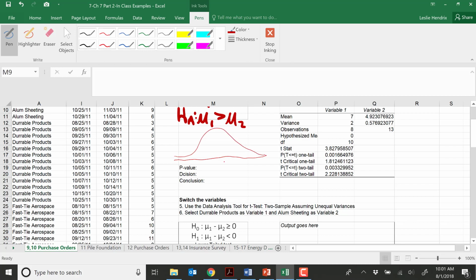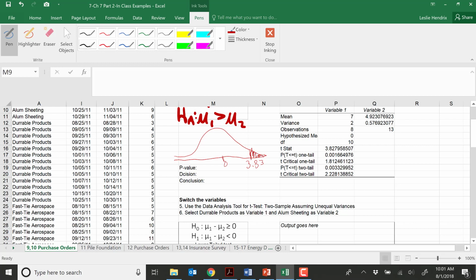How are we calculating that p-value? Well, there's my t-distribution, and I want to plunk down my test statistic, so 3.83. So it's way up here in the right tail. How do you get your p-value? Well, since our alternative is greater than, my p-value is the area to the right.